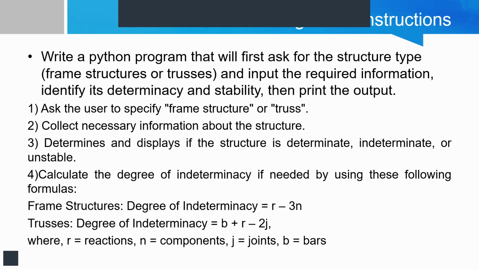Assignment instructions. We write a Python program where we will ask first for the structure type, and we will input the required information about the structure, and it will identify its determinacy and stability. After that we print out the output. We're going to see the demonstration later.